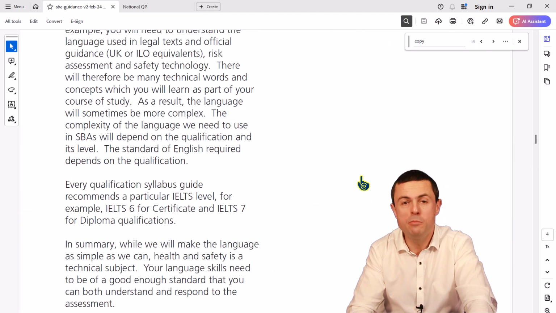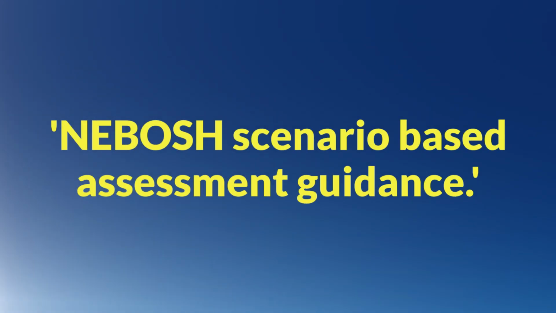Just Google NEBOSH Scenario-Based Assessment Guidance. Skip past all the competitors, second or third link down.